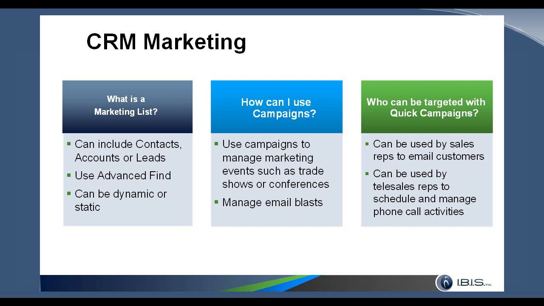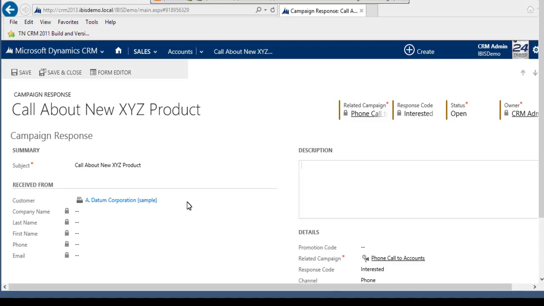So we'll talk about marketing lists, then we'll talk about campaigns and the concept of what the campaign is and what you can do with it in CRM, and then we'll also look at one other aspect of the marketing module, which is the quick campaign. Okay, so this is our agenda for looking at CRM. I'm going to go ahead and jump over to my CRM here. Okay, so I'm in CRM. I'm actually going to start from the home page.